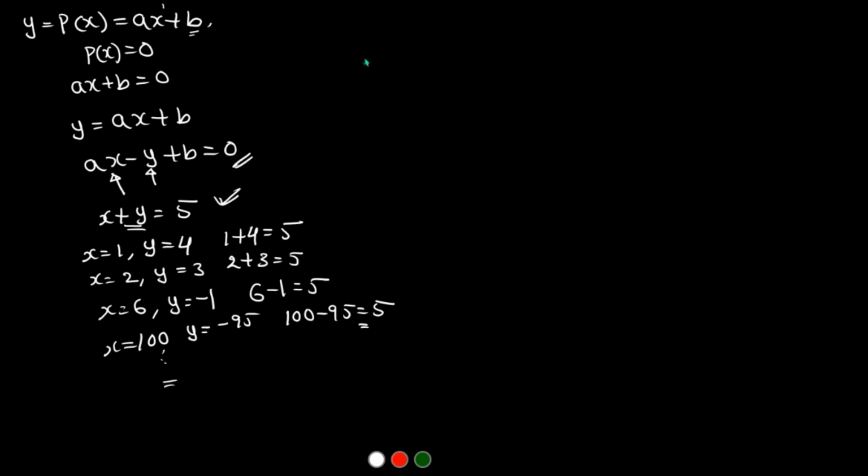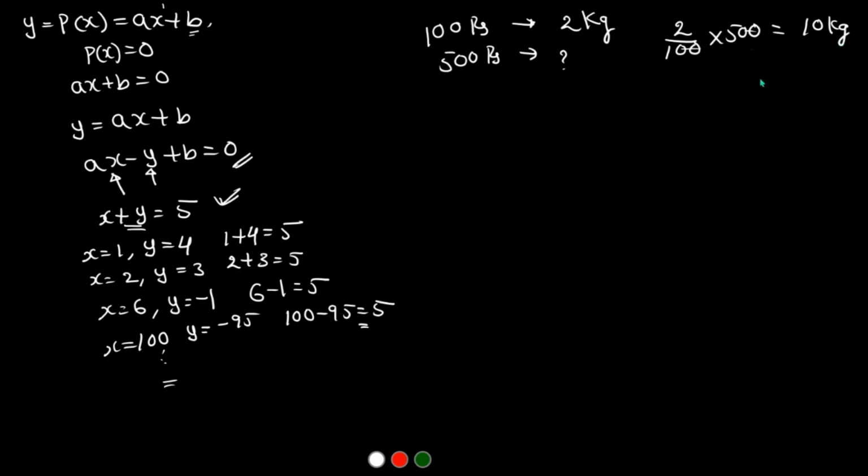I will show you some examples for linear equations. For example, you have 100 rupees with you, and you went to the market and you know that you will get 2 kgs of apples for 100 rupees. Some friend asked, how many kgs of apples would you get for 500 rupees? What do you do immediately? You do 2 by 100 into 500, right? Then 2 gets cancelled, and you will get 10 kgs. Quickly we will say we will get 10 kgs, right?